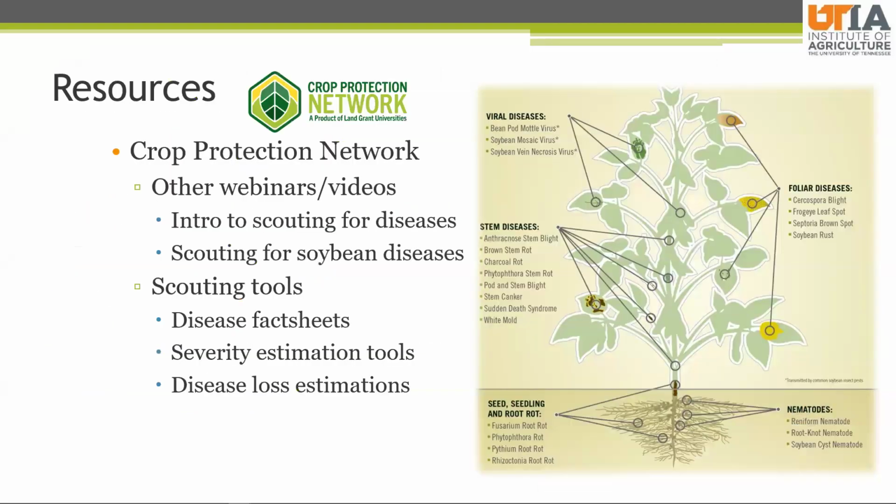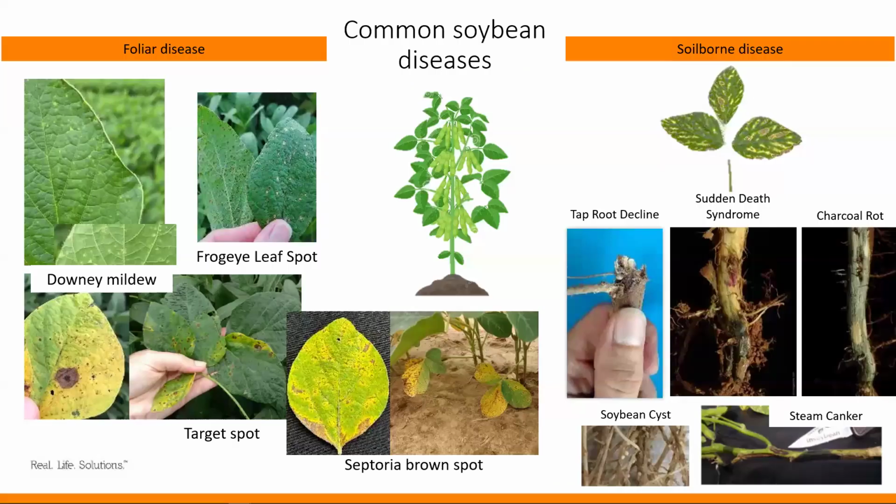The one other resource that's more disease specific that I want to mention is Crop Protection Network. This site has a lot of good webinars and videos, some that I've contributed to. Specifically, there's Intro to Scouting for Diseases, Scouting for Soybean Diseases. Particularly the Crop Protection Network covers soybean, corn, cotton, and wheat, with cotton being the newest one just to have come on board. And so again, know the resources out there to help you identify diseases and understand how to scout for them. So getting into soybean.